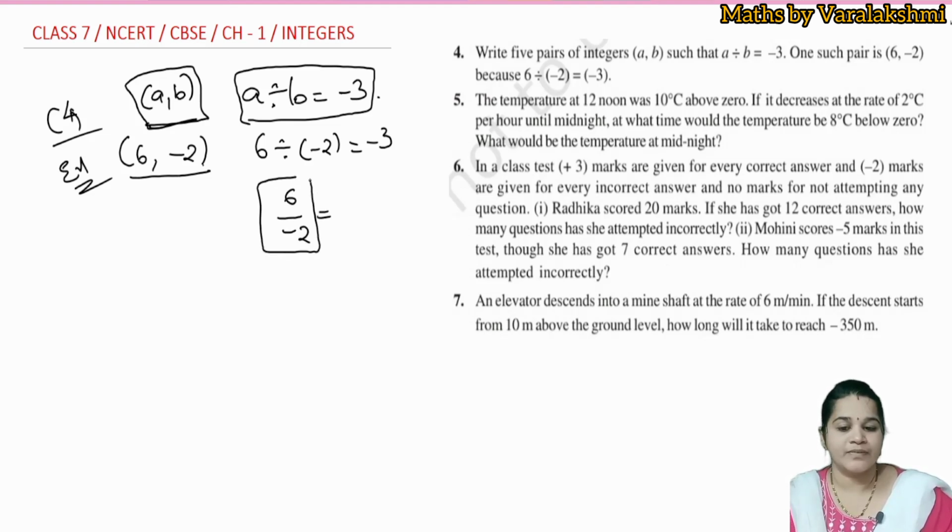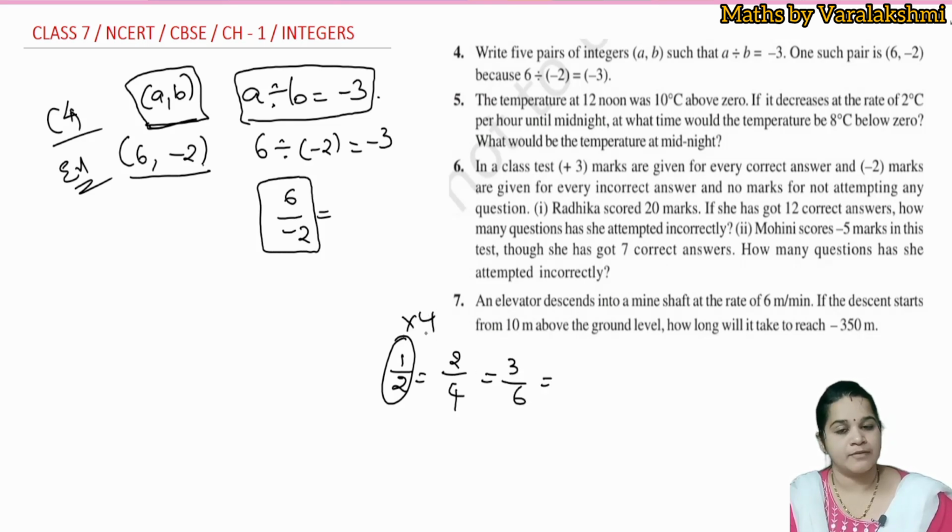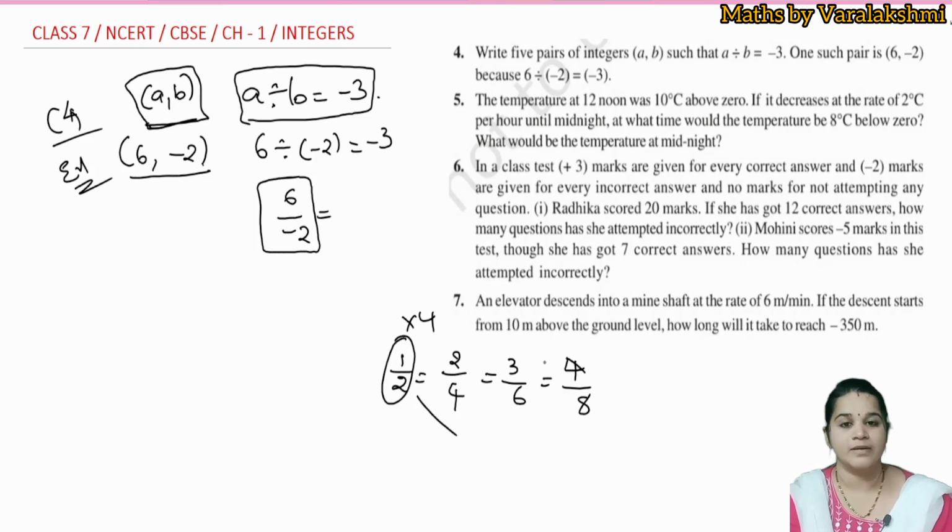Simply we will write the equivalent fractions to this. Equivalent fractions means what? Suppose I take 1 by 2. If we multiply the numerator and also the denominator by 2, then it will be 2 by 4. If I multiply by 3 to the numerator as well as the denominator, then we'll get 3 by 6. The same way, if we multiply by 4, we'll get 4 by 8. So all these are equivalent fractions only, because on cancelling we'll get 1 by 2 only.